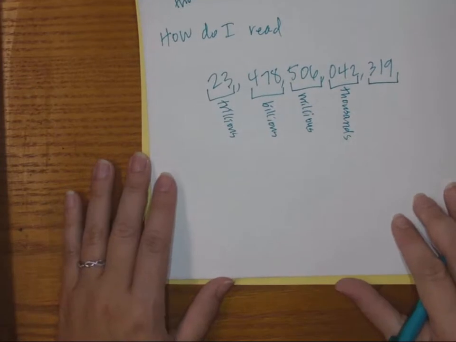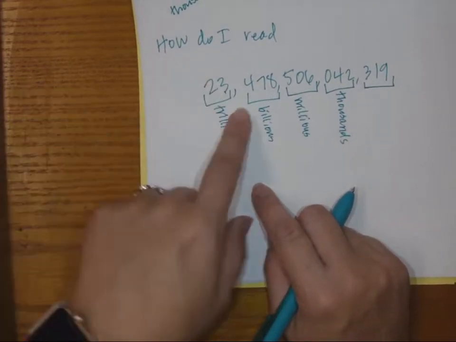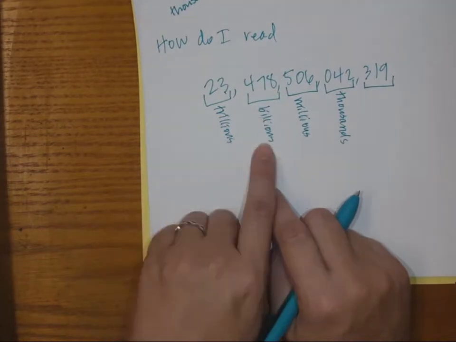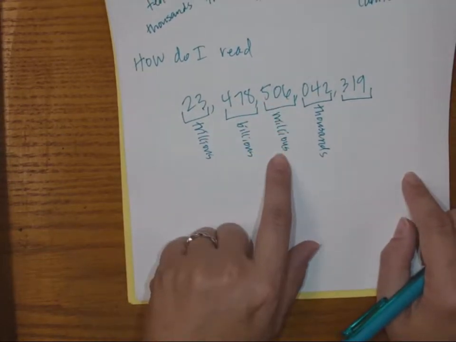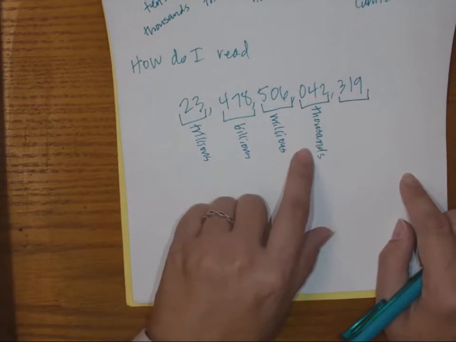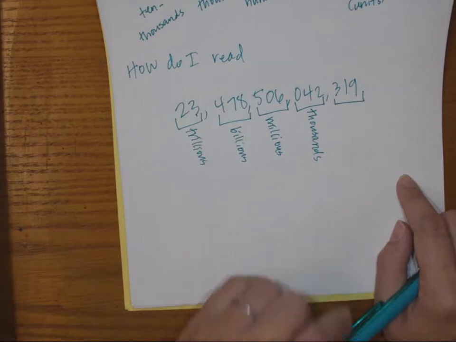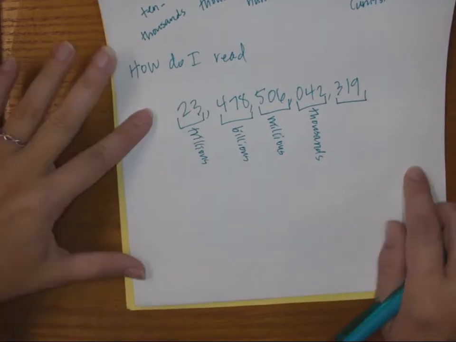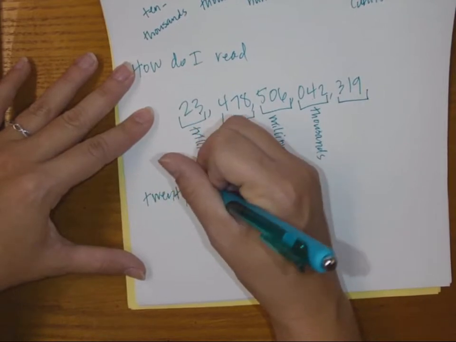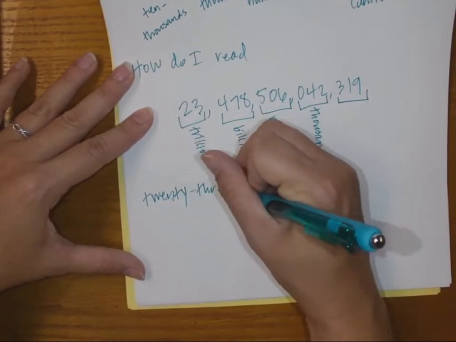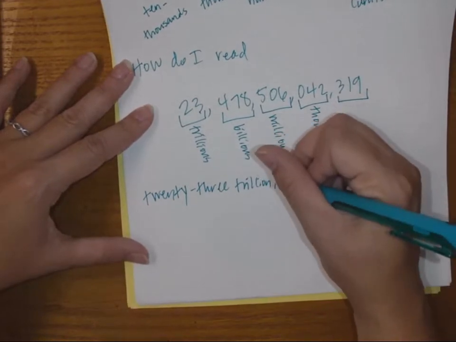Okay, so the way I would read this number is I have 23 trillion, 478 billion, 506 million, 42,319. Okay, so let's write that down. So 23 trillion, 478,000.